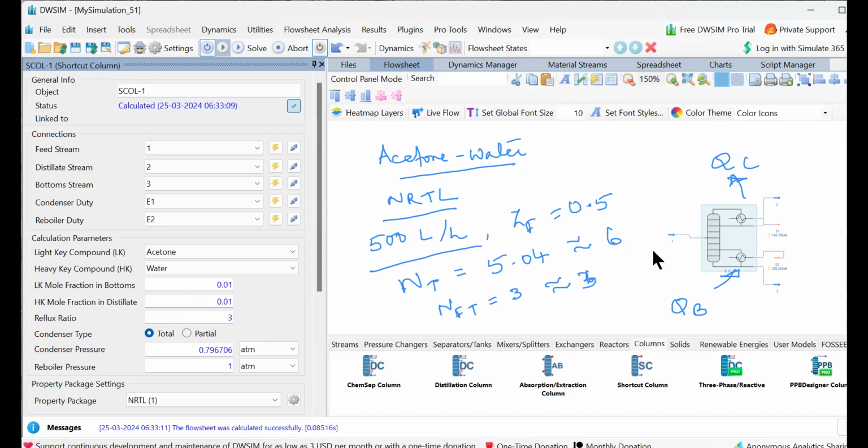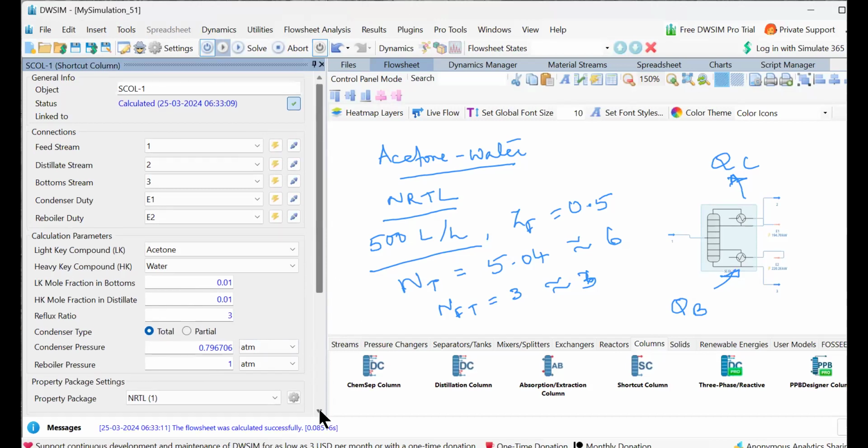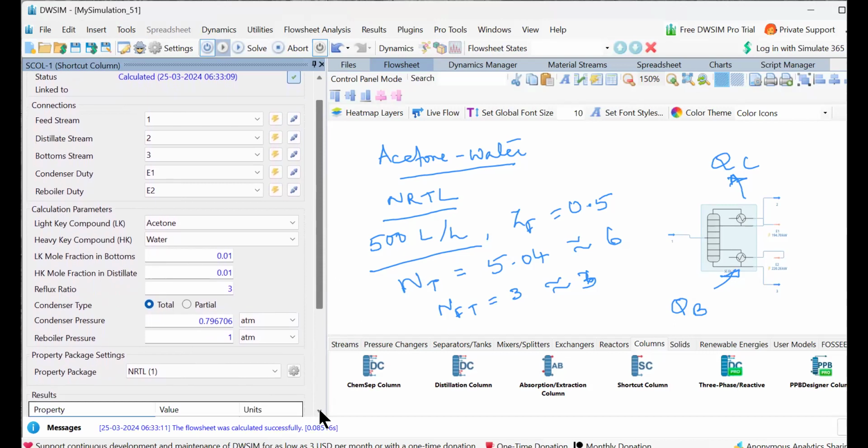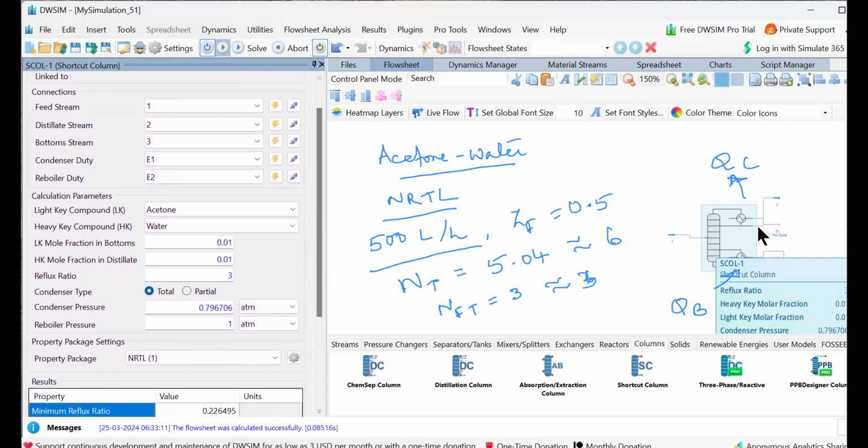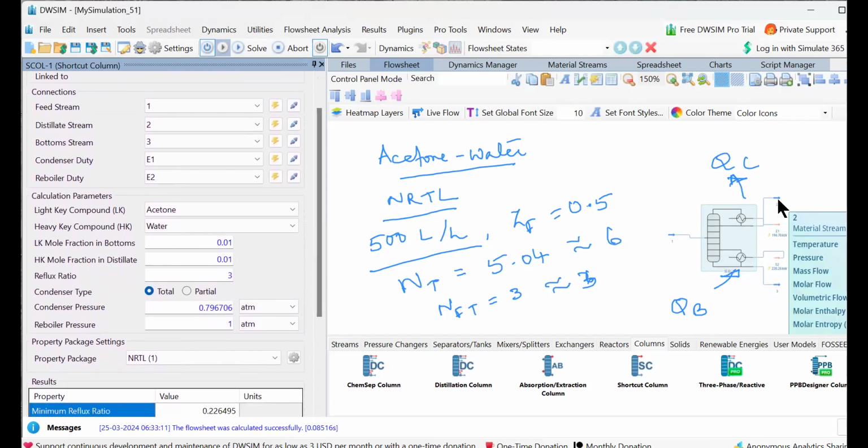Whether it is possible or not, we need to check. You can see the condenser pressure: it has taken 0.796 for the specification which we have fixed. Let us see the outlet here. So this is the outlet.